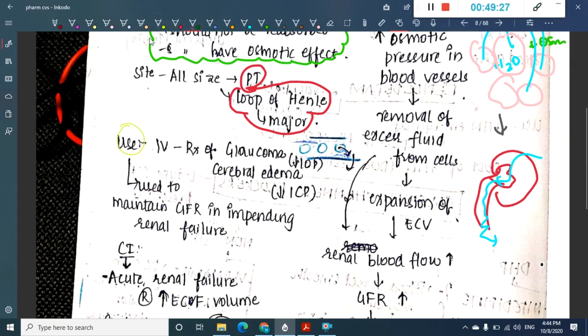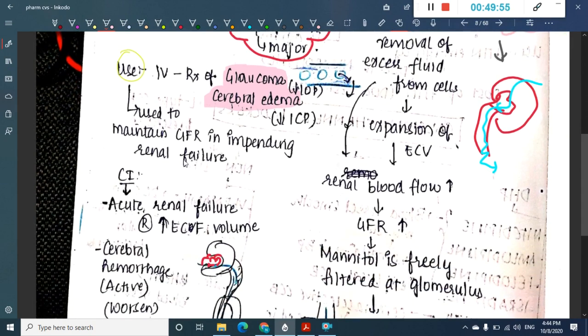These can be used in the treatment of glaucoma or cerebral edema. Glaucoma is due to increased intraocular pressure, due to increased fluid, so this decreases the intraocular pressure. In cerebral edema, there is increased fluid accumulated in the cerebral cells, so that fluid also gets lost and there is decreased intracranial pressure. So it is used for the treatment of glaucoma and cerebral edema. It is also used to maintain GFR in impending renal failure.